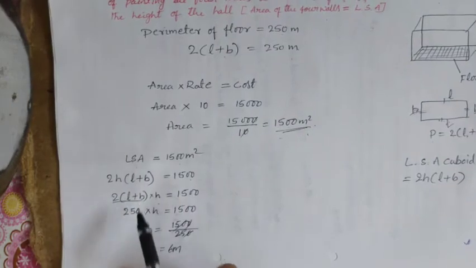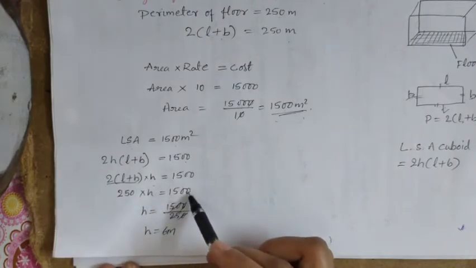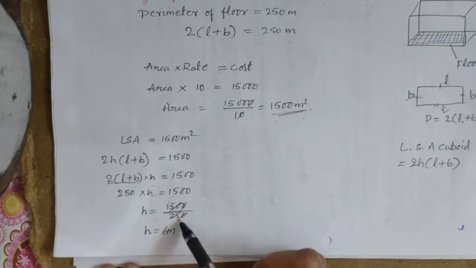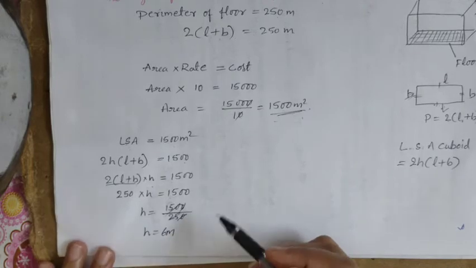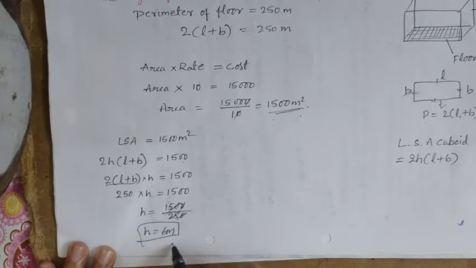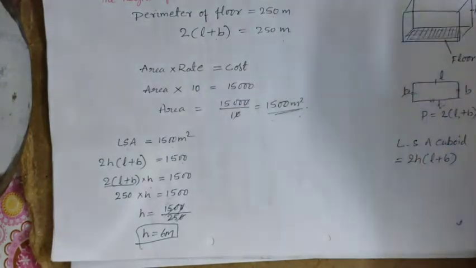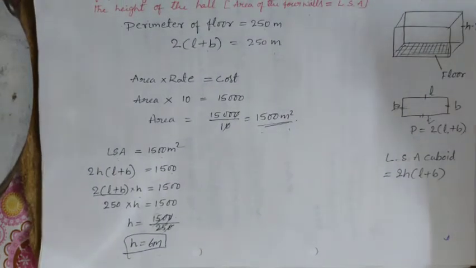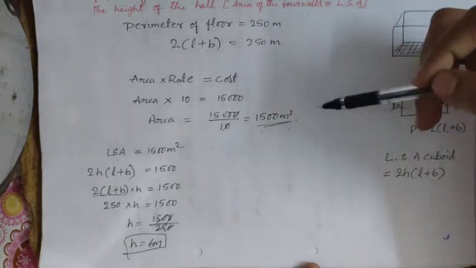So 2 of (L plus B) is 250. So 250 into h is equal to 1500. Now I want to find h. h is equal to 1500 divided by 250. Cancel these zeros: 25 sixes are 150. Therefore, the height of this wall will be 6 meters. Okay, students, in this way, any term, whether area, height, base or length, can be found by using these formulas.